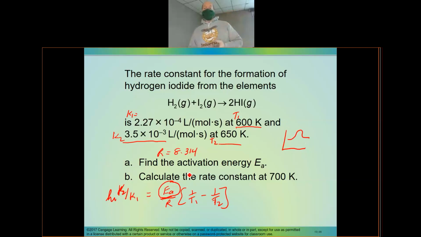What does that mean? That means that your energy of activation is a constant at any temperature. All right, you're just going to have higher temperatures, and you're going to have more molecules with the correct energy to form your products.